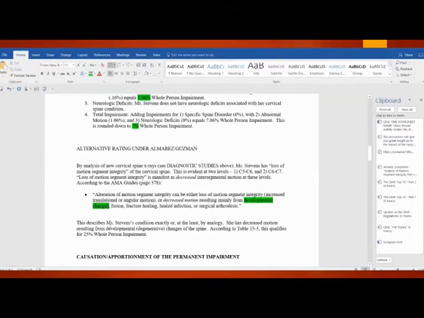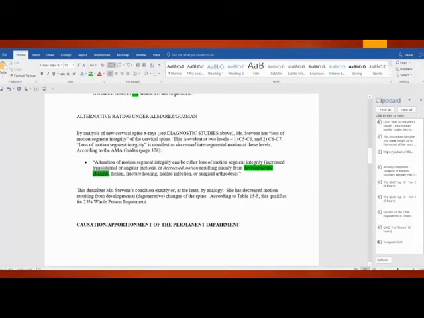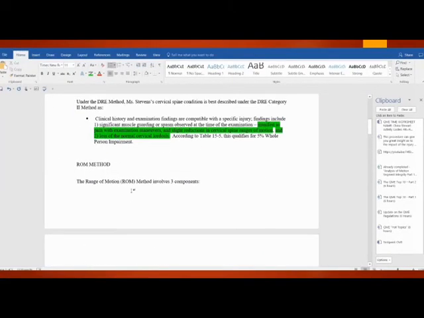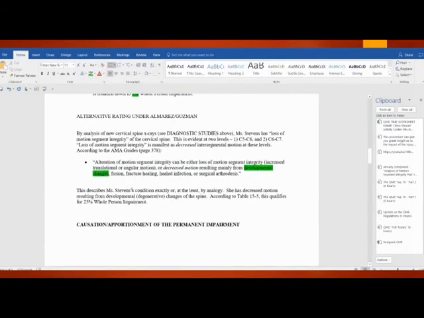So I said that this describes Ms. Stevens' conditions exactly, or at the least by analogy. She has decreased motion resulting from developmental or degenerative changes of the spine. According to Table 15.5, this qualifies for 25% whole person impairment. Okay, a substantial increase over 7% under the range of motion method and 5% under the DRE method. So 25% due to loss of motion at two spinal levels.